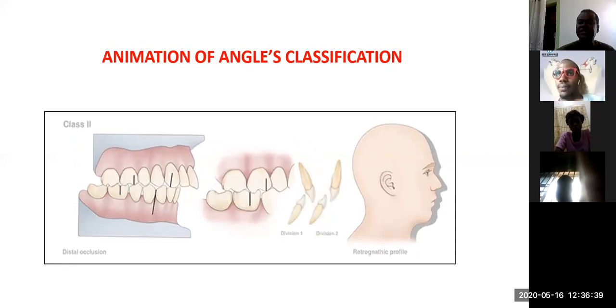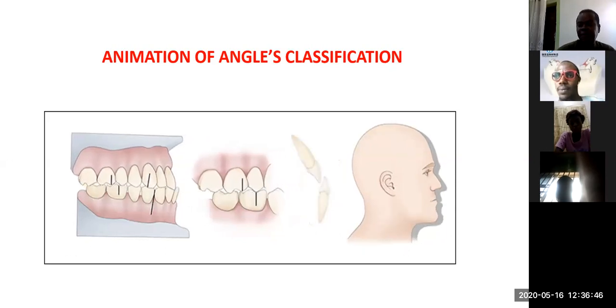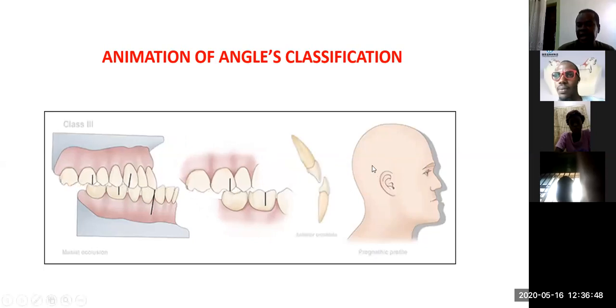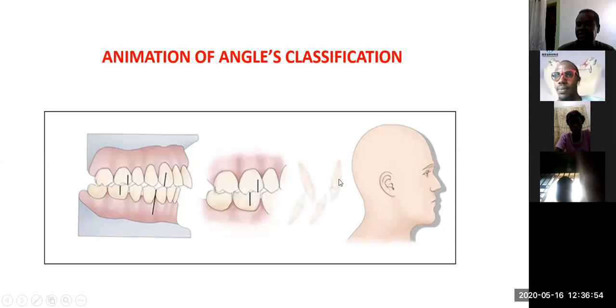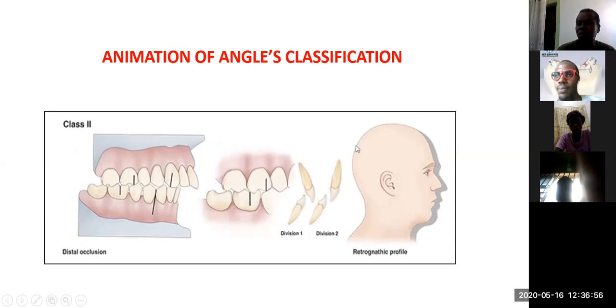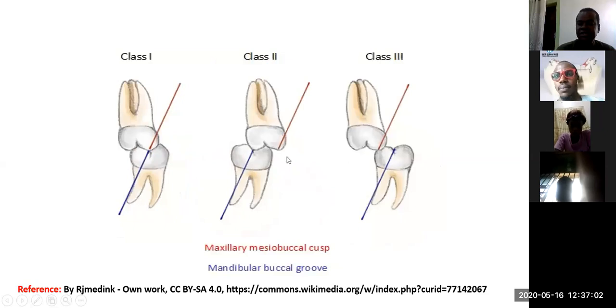You'll notice that each time this animation shows, if you look at this side, beside the head of the man here, you will see the relationship of the anterior. The relationship of the anterior is trying to explain to you what class is. Now, but let me take it further and explain to you. This is the posterior. In class one, this is normal jaw relationship.